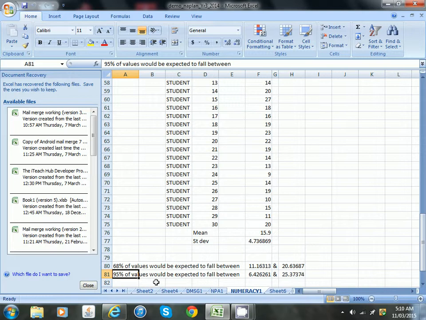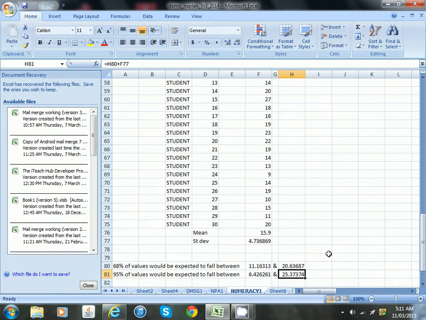Okay, 95% of values will be expected to fall within 2 standard deviations of the mean either side. So I've basically multiplied that by 2, taken that away from the mean, and I come up with just below 6.5. When I multiply that by 2 and add it to the mean, I come up with 25. So 95% of values should really be between about 6.5 and just over 25.